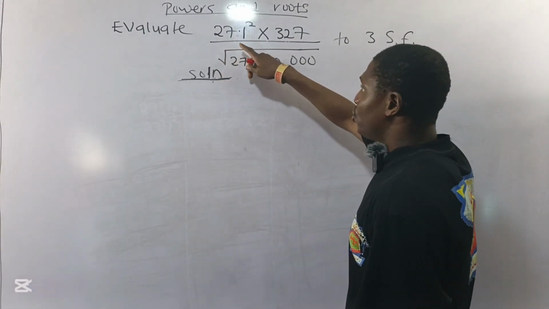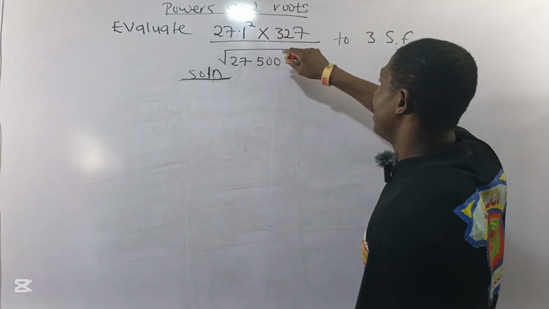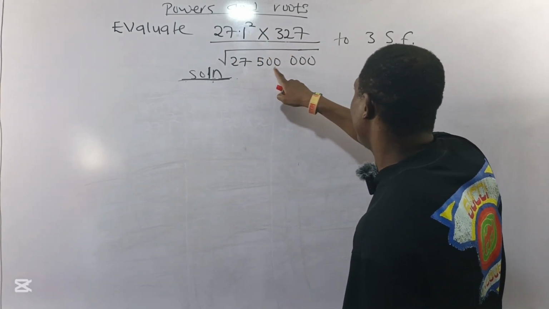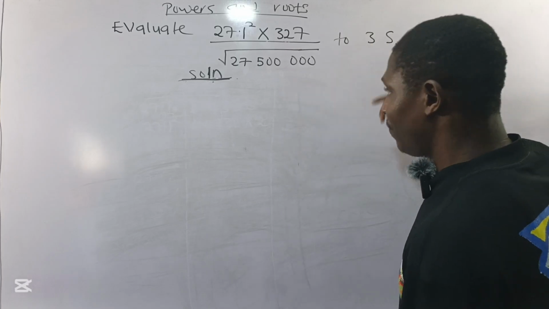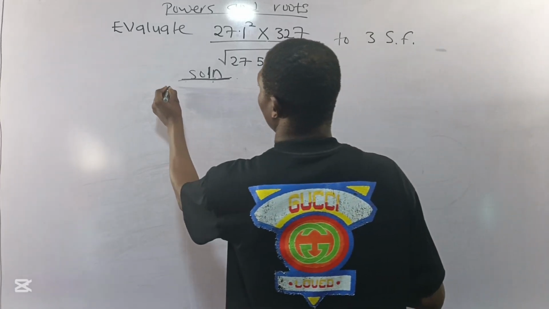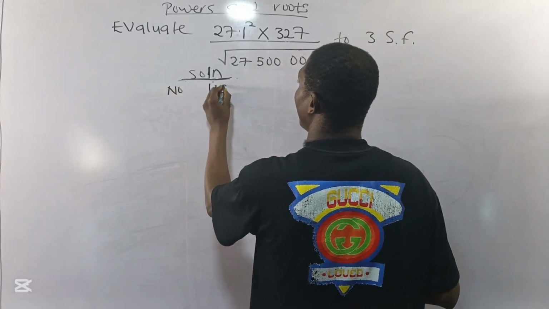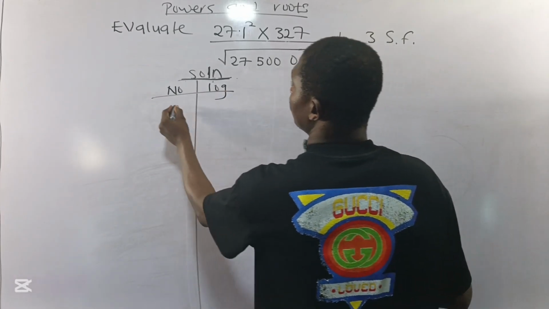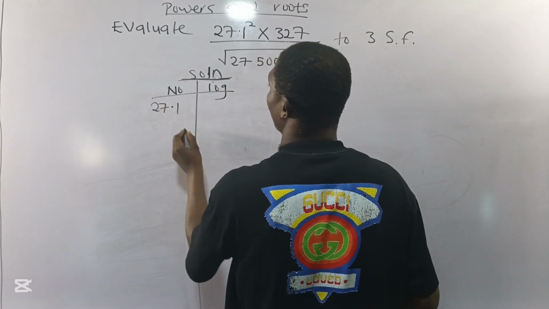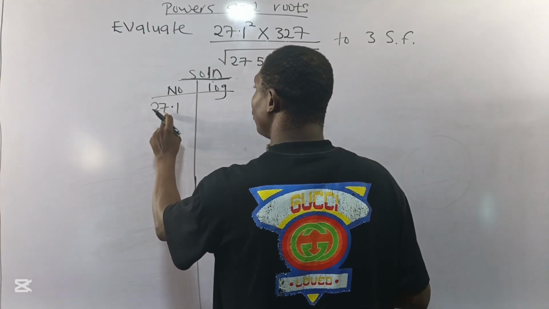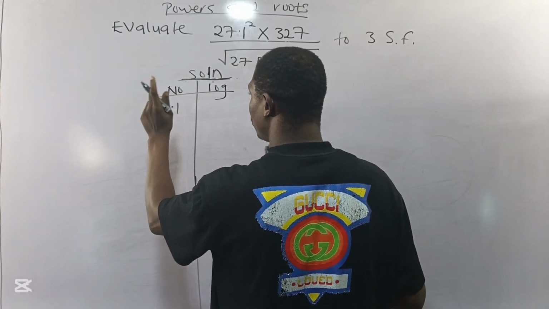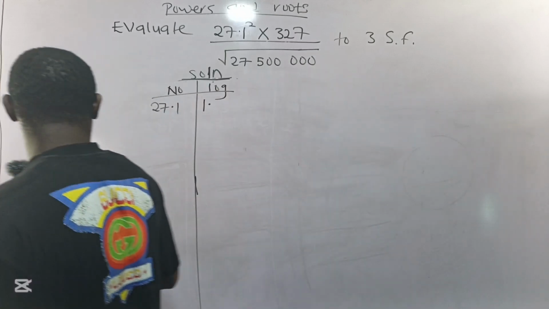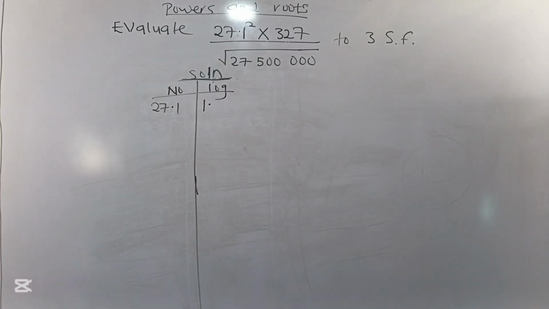We have evaluate 27.1 squared times 327 all over the square root of 27,500,000 to 3 significant what? Figures. So we have our number and we have our what? Our log. So we have 27.1, 2 digits before the decimal, become 2 minus 1 digit to give me my characteristic, which is 1. And we check 27 under 1.